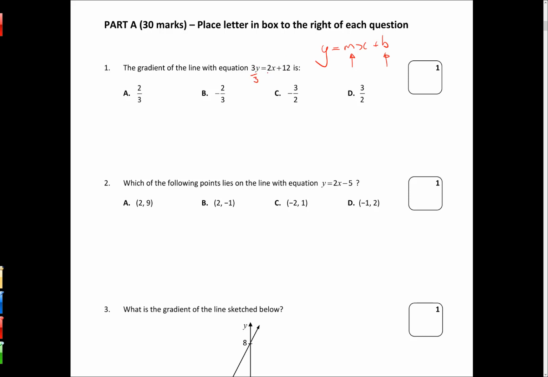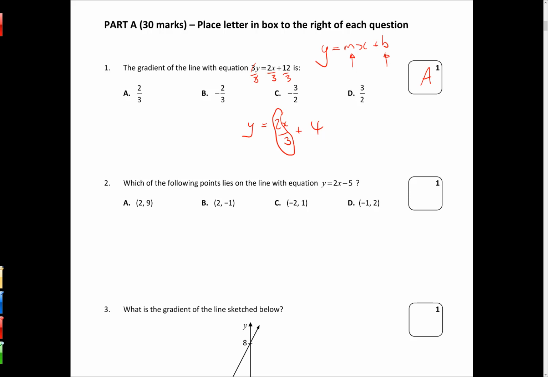So what I'm going to do is divide both sides by 3. That means every term is going to get divided by 3. 3y on 3 got rid of the 3 equals 2x on 3 plus 12 on 3 is a plus 4. So if the question wanted the y-intercept, I'd say it's plus 4. But clearly the question here just wants the gradient. The gradient is what's multiplying the x, which in this case is 2/3. So there it is, A.